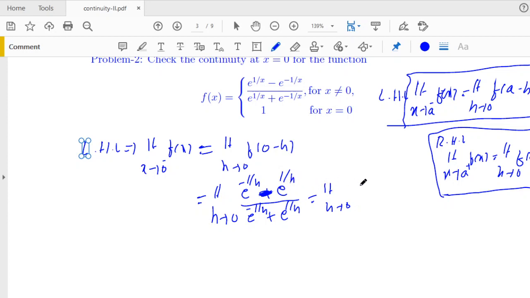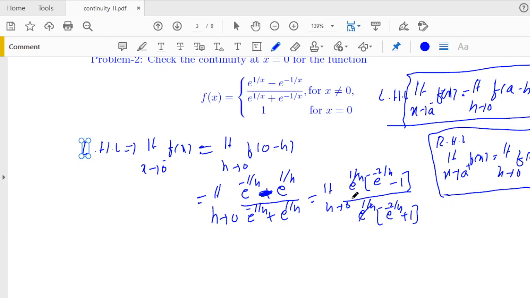Take e power 1 by h common. e power minus 1 by h by e power 1 by h, 1 by e power 1 by h, equals e power minus 1 by h. Therefore, e power minus 2 by h minus 1, all divided by e power 1 by h into e power minus 2 by h plus 1.